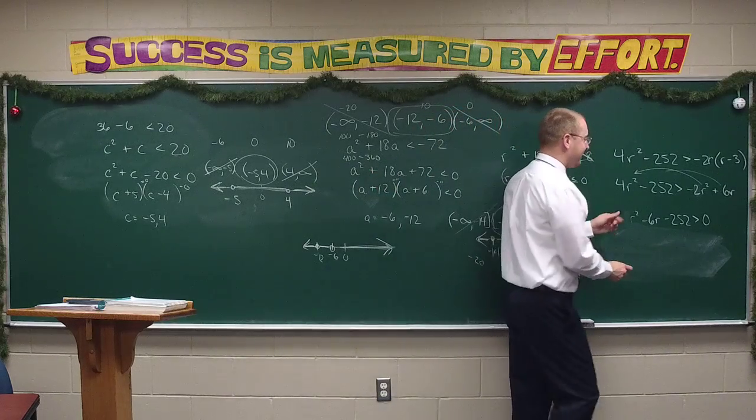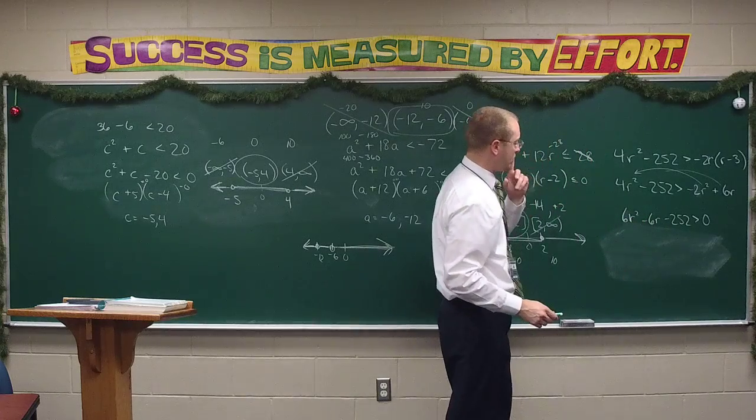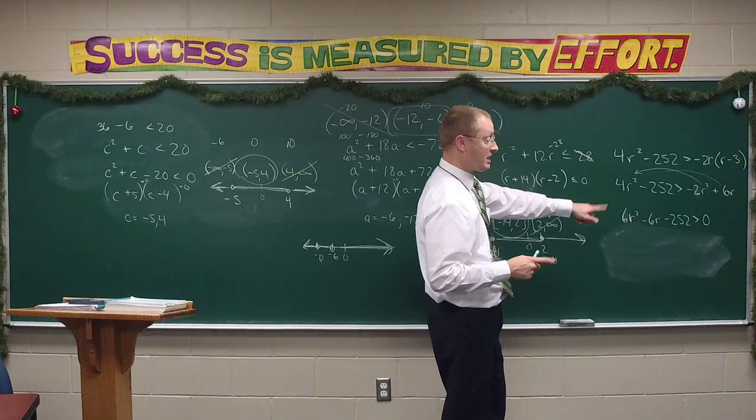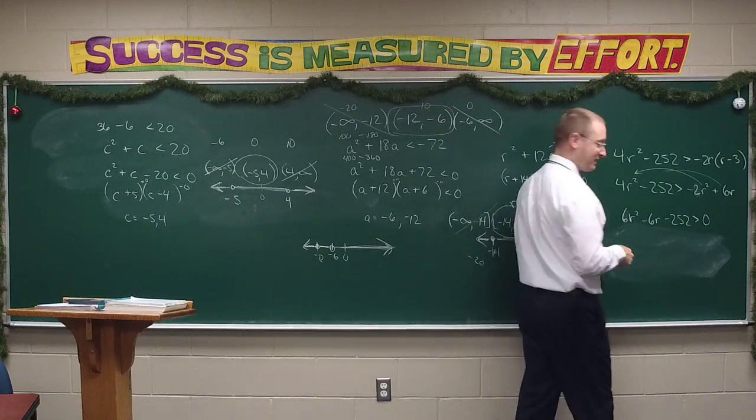All right. So we bring it over, it gives you a 6R squared, right? And I'm betting that divides by 6, and it does. All right, so we can actually divide everything by a 6. Let's go with that. I think I'm going to like that better.